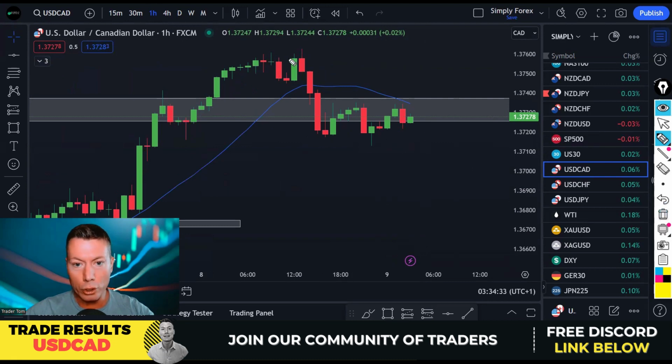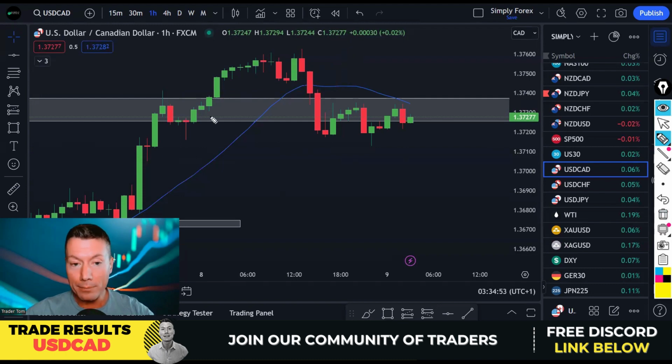So you could have entered here, put your stop below here, and you would have been stopped out, right? But I wanted to see it retrace a little bit further. I had an alarm at these highs. I wanted to see price retrace into here before we started buying this pair.